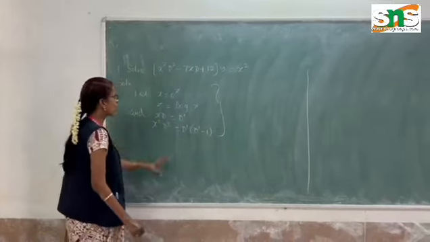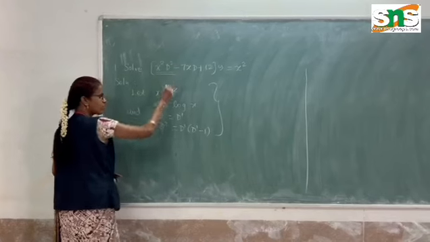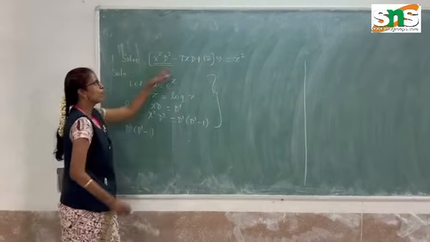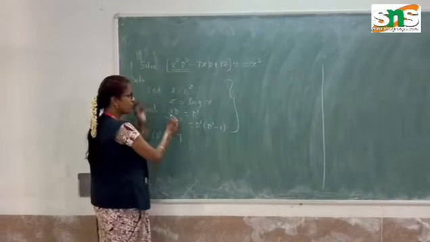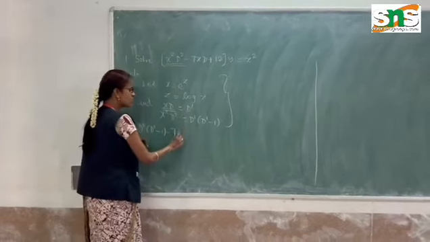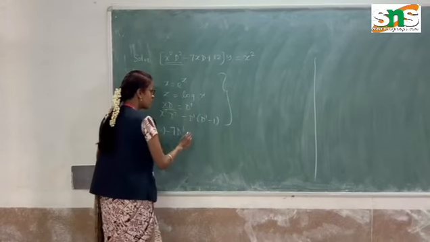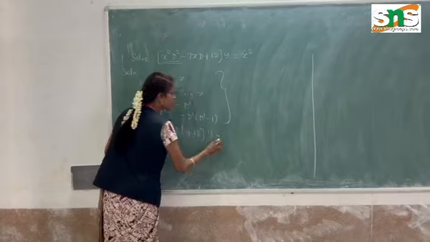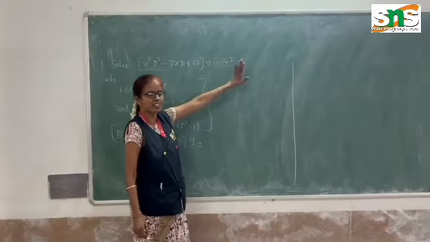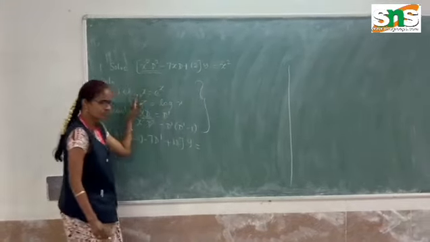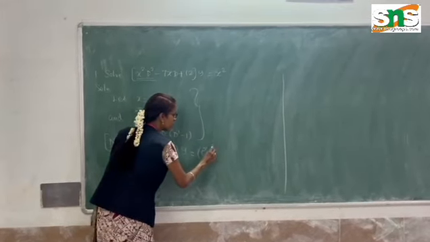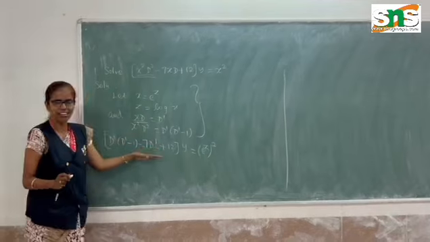We will get one equation. Now we write x squared D squared as D dash into (D dash minus 1), then minus 7 into xD, which is D dash, then plus 12 into y. That should be equal to, on the right side also I want to replace the substitution. What is the x value? Which is nothing but e power z, so e power z the whole squared.